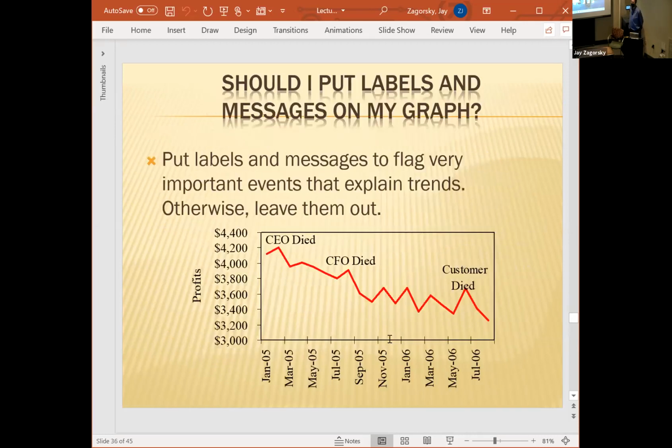Should you use labels and messages? Don't use labels and messages unless you have something really important to say. CEO died, CFO died, customer died. Boom, boom, boom. Other than that, there's no reason for putting numbers next to every single data point. Why? If you're putting numbers next to every single data point, you should use a table, not a graph. I mean, if it's so important to every point, just put it in a table. Graphs are there to give impressions, which is why labels at every single data point is not an impression.